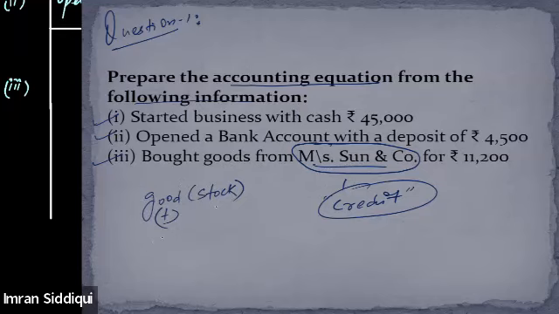Yes, sir. But at the same time, because you are buying the goods on credit, what will happen? Your liability will also increase. Liability by way of creditors. A creditor is the person from whom you are buying goods on credit. So your liability will increase by way of creditors. Is that clear?